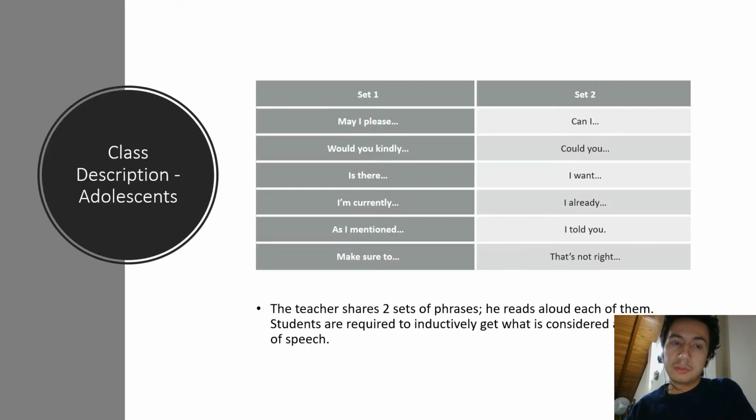Class description for adolescents. So this is the introduction that I made for the lesson plan. Number one. So I have two sets of phrases. One of them is considered more polite, and the other one is considered more trivial. The idea of this is to get the students to inductively get which one is which. So for this, I'm going to read them aloud, each one of them. That's the introduction for the first lesson plan.